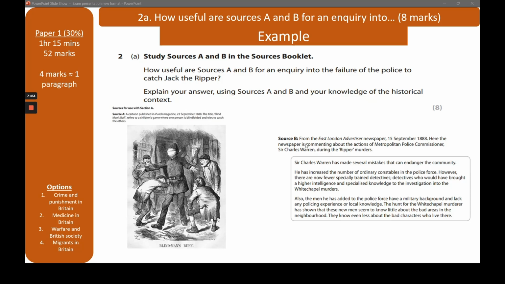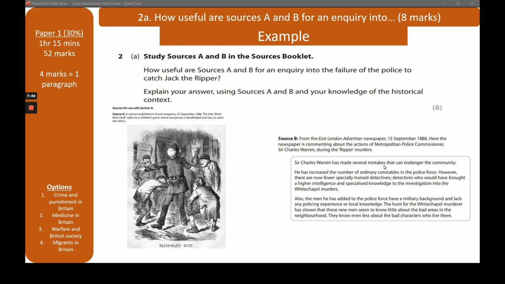So source B is from the East London Advertiser on the 15th of September 1888, slightly before this one. Here the newspaper is commenting on the actions of the Metropolitan Police Commissioner, Sir Charles Warren, during the Ripper murders. Remember, the Commissioner was the most senior police officer.